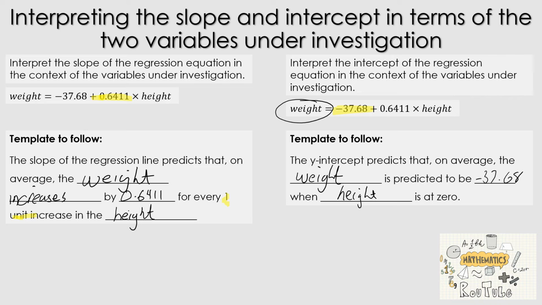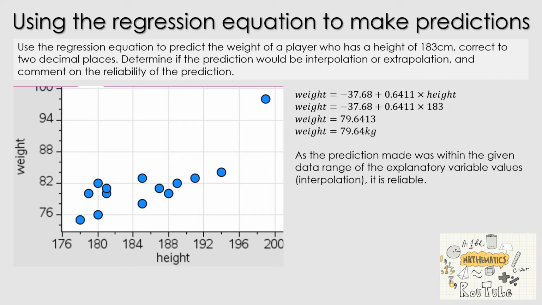So use those templates. Again, put them in your summary, put them in your reference, and make sure you have access to them when you are interpreting both the slope and the intercept. Okay, another thing we can do when we have our regression equation, like we just did, we obtained it from the CAS, is to make predictions.